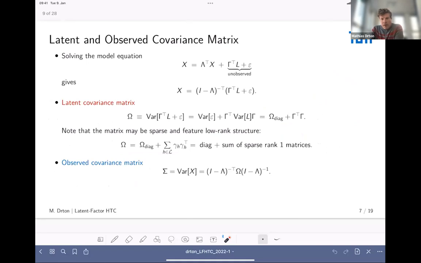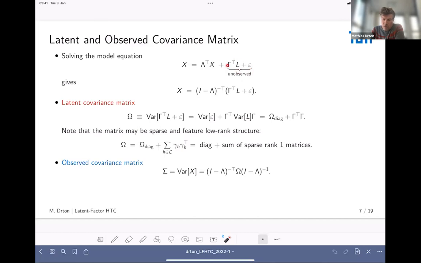Okay. So what's going on here? So the paper is about this interplay between a latent covariance matrix and the observed covariance matrix. So when you think back about this model equation, the observed X is a linear transformation of itself plus some unobserved part that involves, on one hand, independently varying noise, and then the contributions of the latent variables.